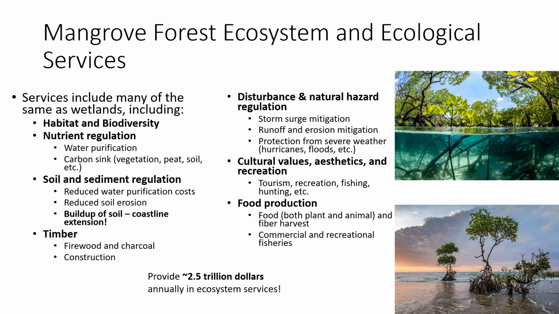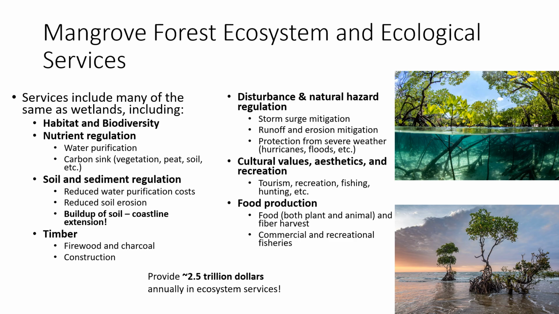Mangrove forests provide a lot of ecosystem services. In fact, they provide an estimated $2.5 trillion of ecosystem services every year. That's more than coral reefs. All right. Habitat and biodiversity, nutrient cycling, water purification. Just like the coastal wetlands, of which these are a type, they take in a lot of nutrients from the estuary, from the river, and prevent those nutrients from going into the ocean where they could form an algal bloom. The trees will use those nutrients instead. A massive carbon sink that cannot be understated.